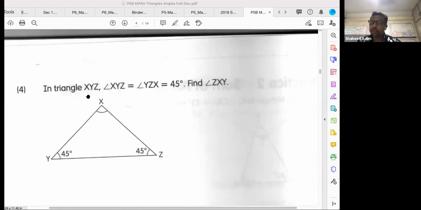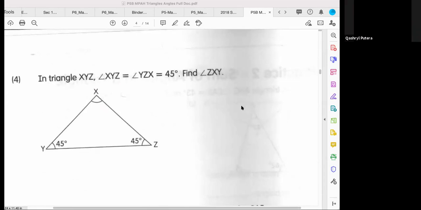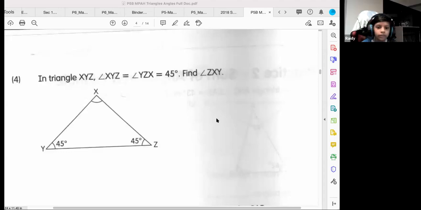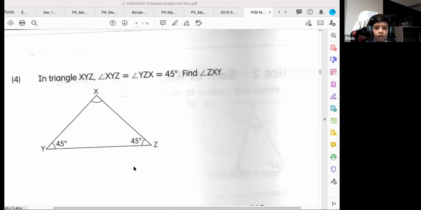Okay, now this one is teaching you about isosceles triangle. Can you find the angle in between, which is angle ZXY? Well done, Carissa. Well done, Farish. Who else? Carissa is too easy. Your answer is correct. Well done, Shalina. We are waiting for you already. What about Naomi? Take 180 minus these two. Okay, ready. Well done.